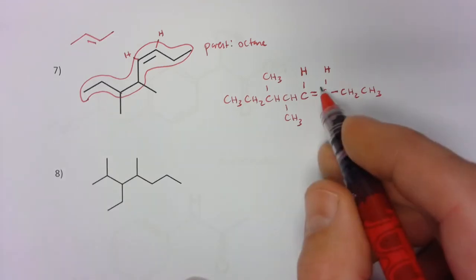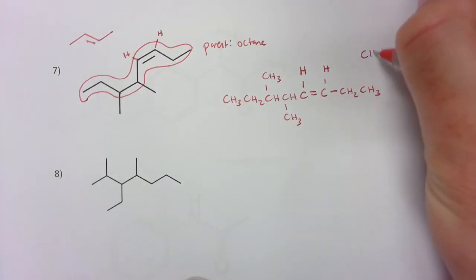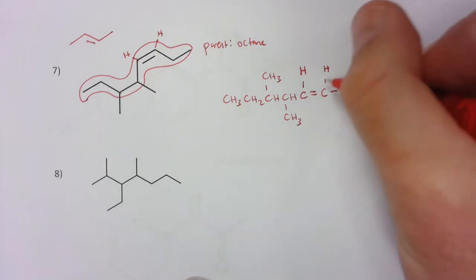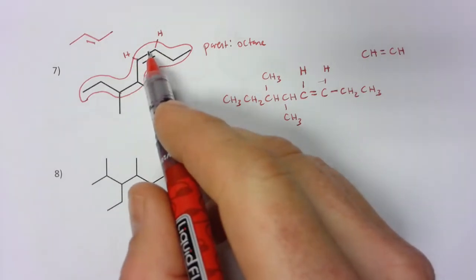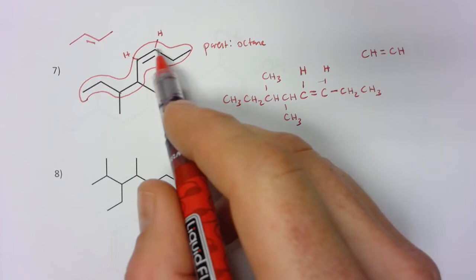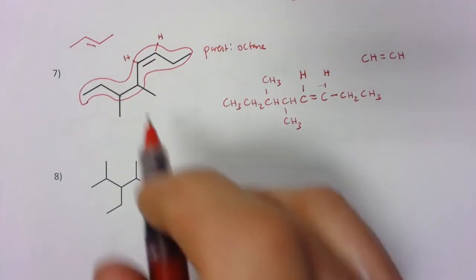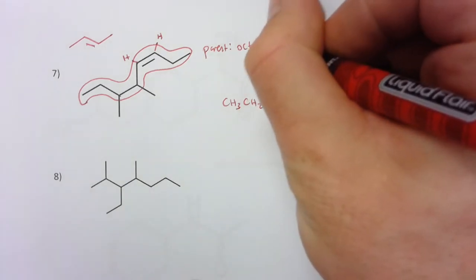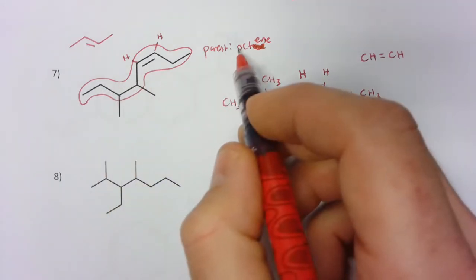Now we could have drawn this like this, and this would have been totally fine. CH, CH. Okay, I didn't have to draw the little horns there. Just kind of doing that to emphasize the fact that this is a special kind of double bond, different from this one. All right, so let's name this. Parent is not octane. The parent is octene, but where is the address here?